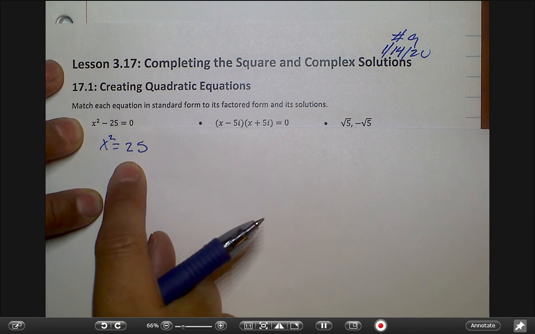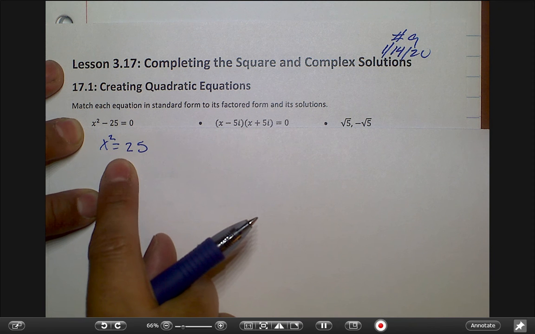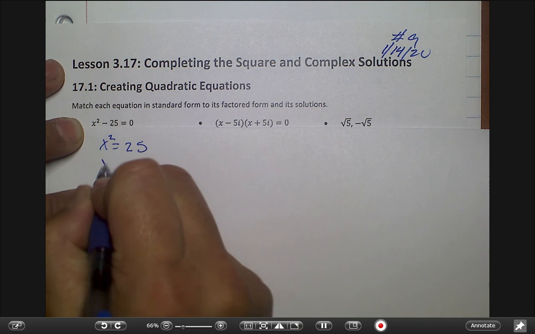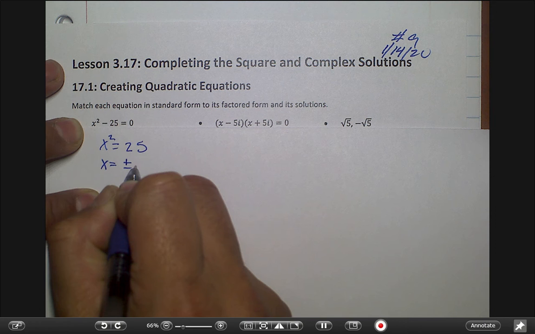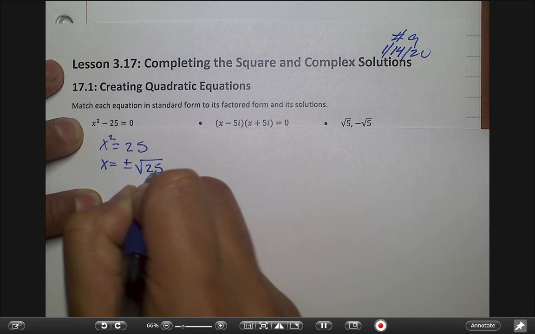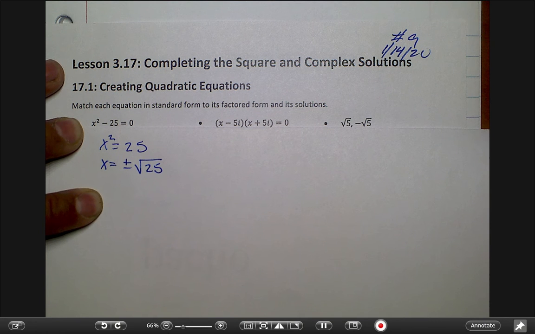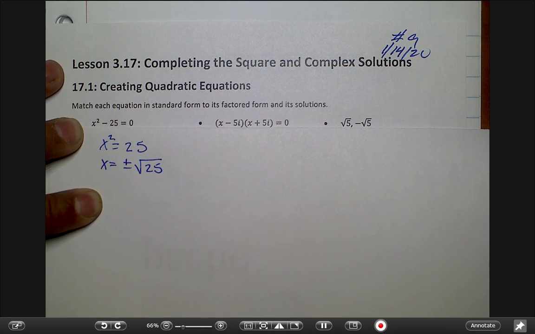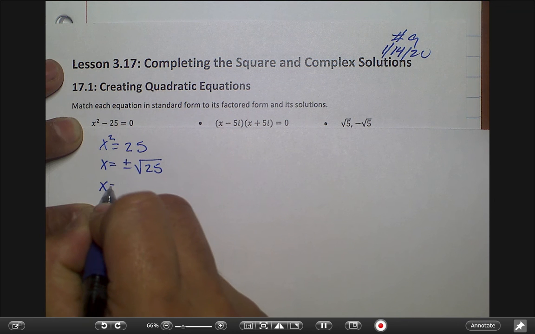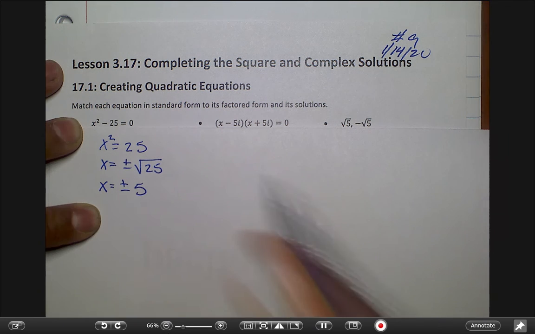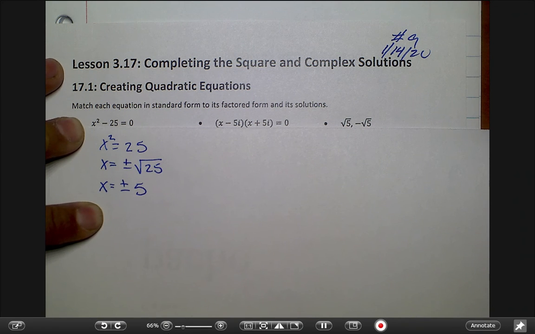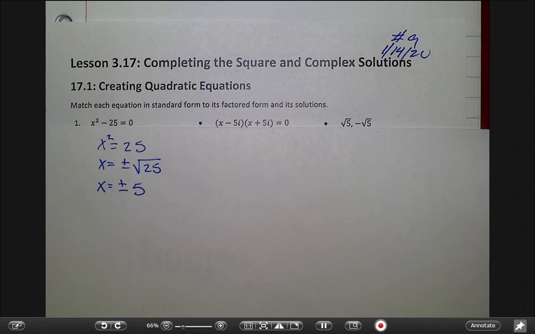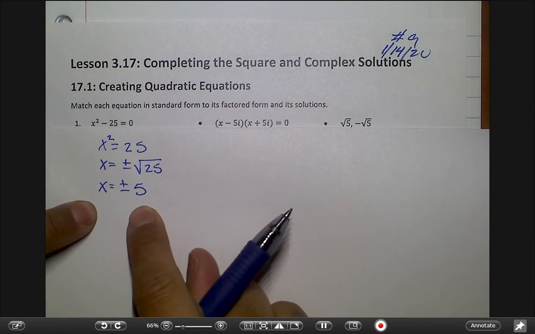Thank you. Now, to undo a square, I have to square root. So it's x equals plus or minus square root of 25. Yes, I'm showing all the steps. We know what 5 times 5 is. Did you know what 7 times 7 is, though? Okay. X equals plus or minus 5.